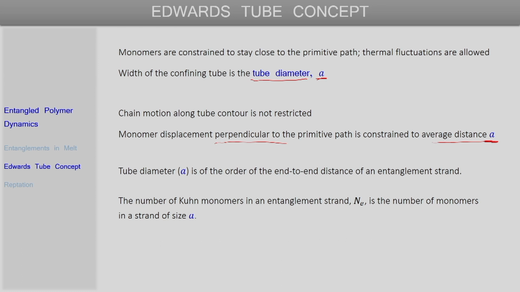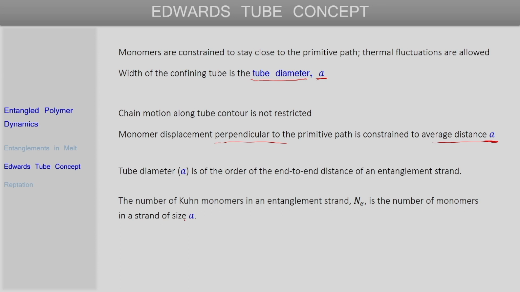That again suggests that the number of Kuhn monomers present in a given entanglement strand will be equal to the number of Kuhn monomers present in a portion of the polymer chain having length A. If we make that observation, then another observation follows, since we are talking about the melt state. In the melt state we have already discussed previously that the polymer chain assumes ideal chain dimensions, because the excluded volume effects are effectively screened in the dense melt state. So, the chain dimensions correspond to the ideal dimensions.